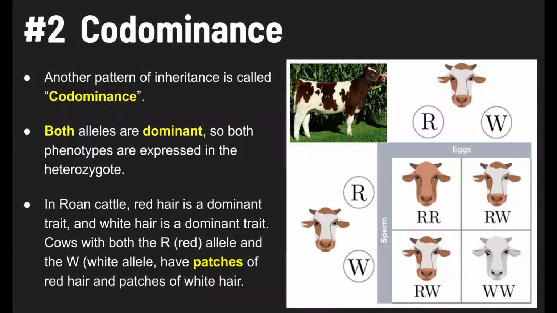If you fill in the Punnett square, one of their possible offspring will be fully red because that offspring would receive 2 R's. One of their possible offspring would be fully white because that offspring received 2 W's. But the heterozygotes, the ones that have one of each allele, a big R and a big W, would have patches of red hair and patches of white hair. So red shows up and white shows up. That's why we call this codominant. Both of these traits, the red and the white, are dominant. That's why they both show up in the heterozygote.